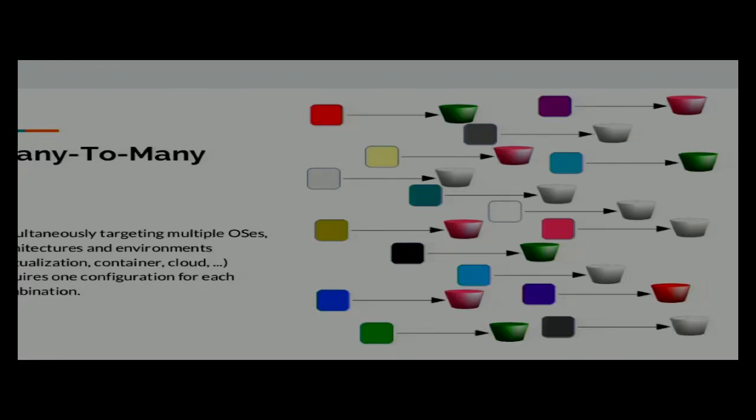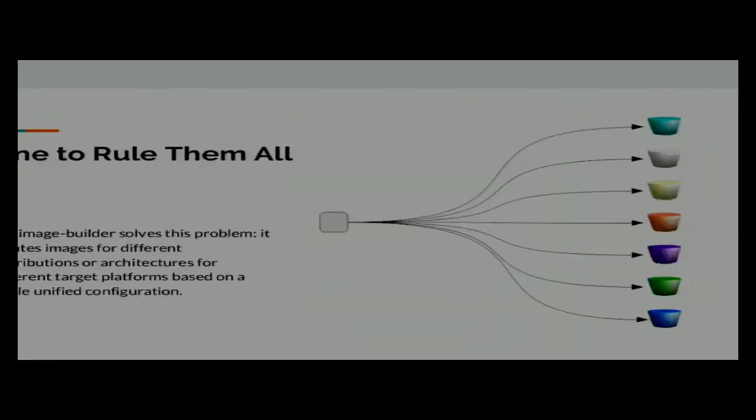And Disk Image Builder tries to solve this problem. It takes only one configuration and builds a couple of architectures and a couple of target systems from one configuration on one host system.